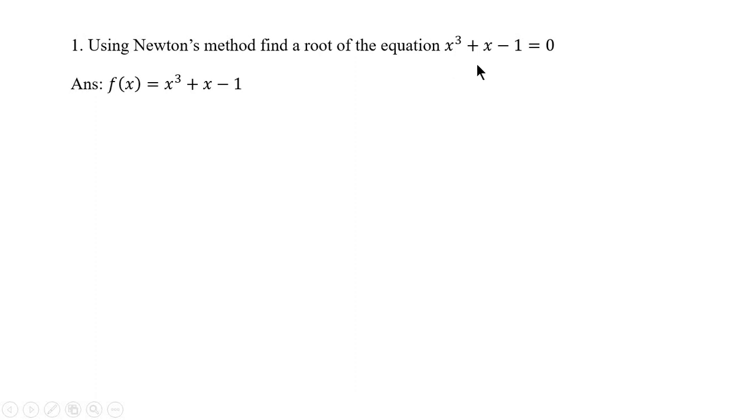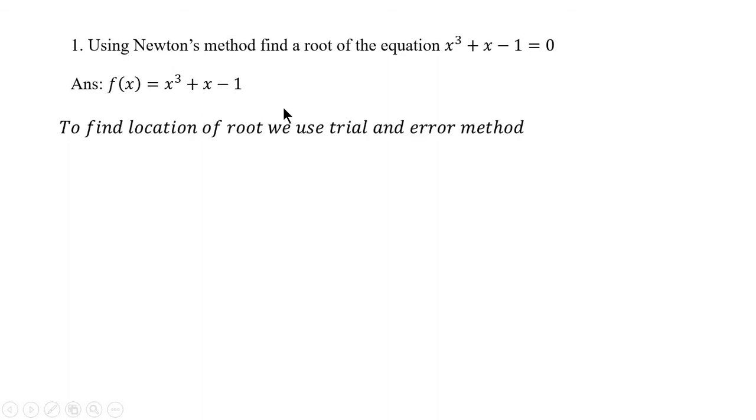Let us choose f(x) as x^3 + x - 1. To obtain the location of the root, we use the trial and error method. Put x = 0. f(0) is negative. Put x = 1. f(1) is positive. Since there is a change in sign, the root lies between 0 and 1.